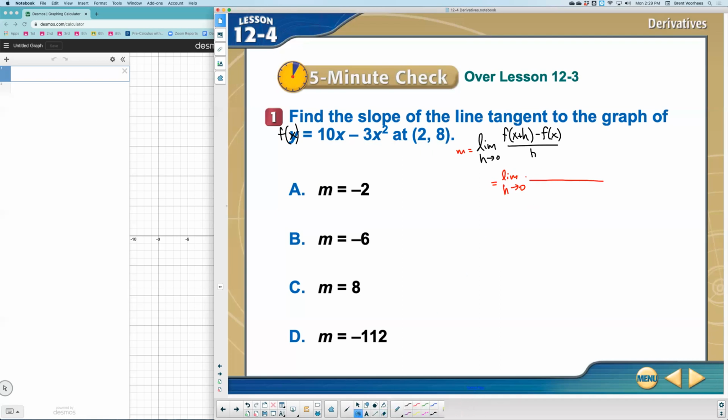That would be 10 times x plus h, minus 3 times x plus h quantity squared. And then I subtract here, and inside these brackets I'll put 10x minus 3x squared. I'll close those brackets. The reason I did that is to help me remember to distribute this negative through. Very frequently we will see that the limits will quickly begin to simplify.